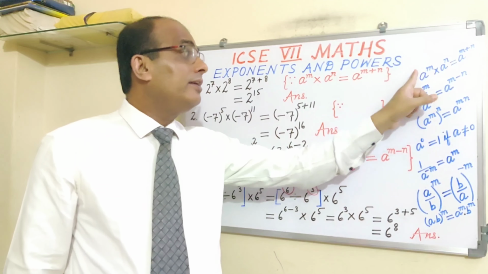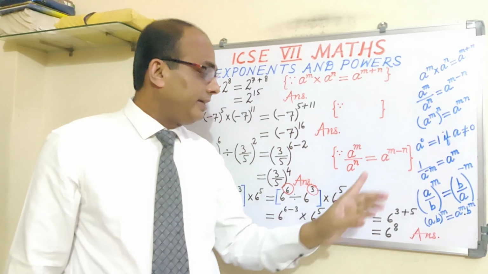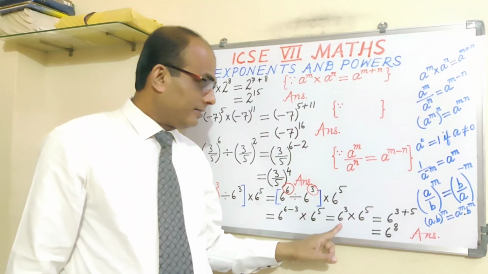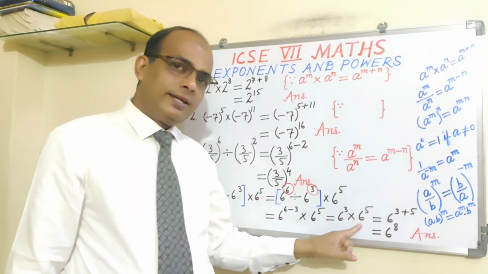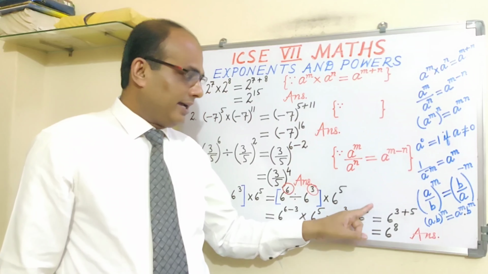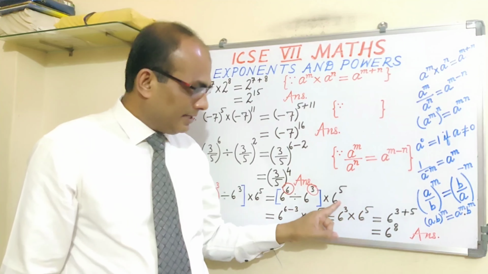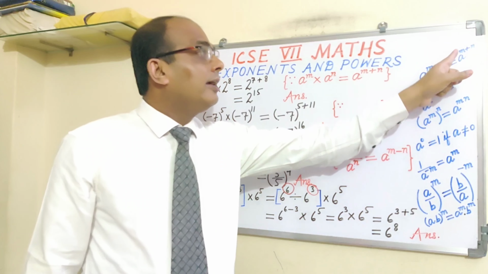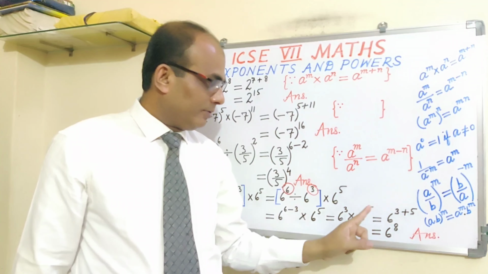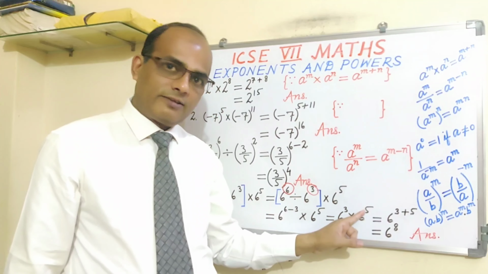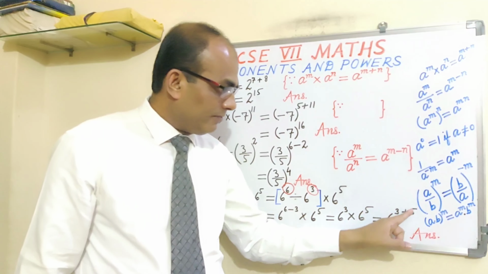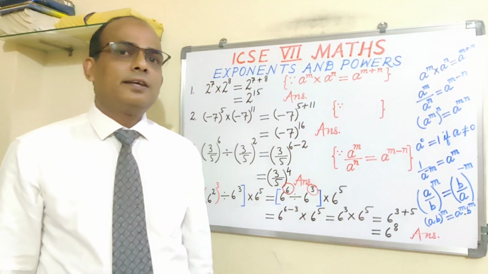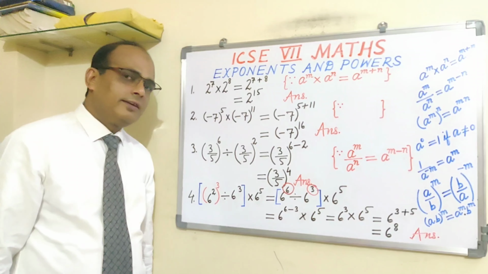Now again, can we apply this formula? Can we use this formula, a raised to the power m multiplied by a raised to the power n? Yes. So a raised to the power m multiplied by a raised to the power n is equal to a raised to the power m plus n. Here m is 3 and n is 5, so 3 plus 5 is 8. So 6 raised to the power 8 is the answer in the exponential form.